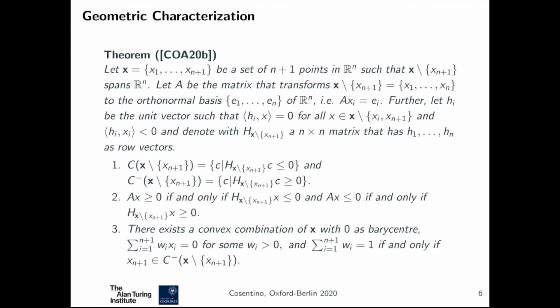And then item 3 gives us the characterization, where we have an if and only if, that essentially says that if the inverse cone is empty, we can say that 0 is not inside the convex hull of these n+1 points.